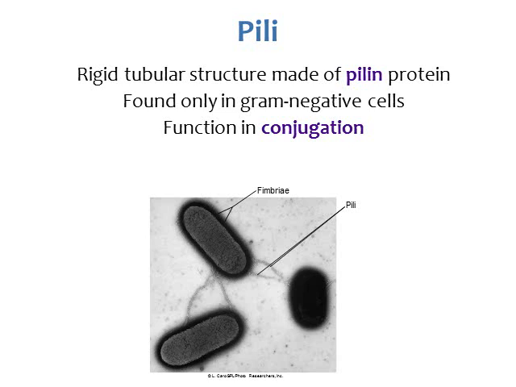Another type of appendage is called the Pili. These are longer tubular structures. They're made of a protein called pilin. They're found in gram-negative cells, and we'll get to the different types of cell wall in a little bit. In Pili, their function is in conjugation.